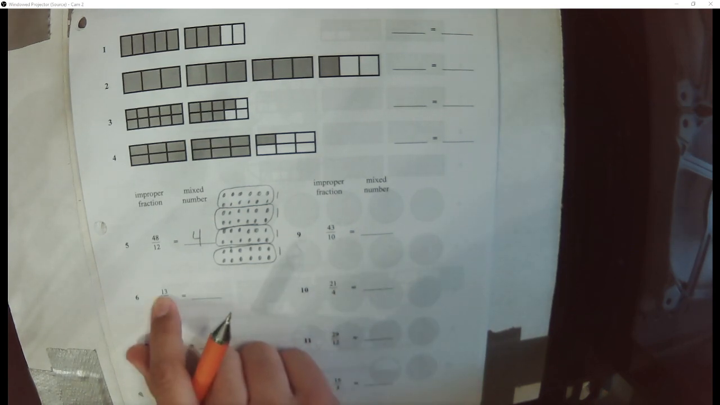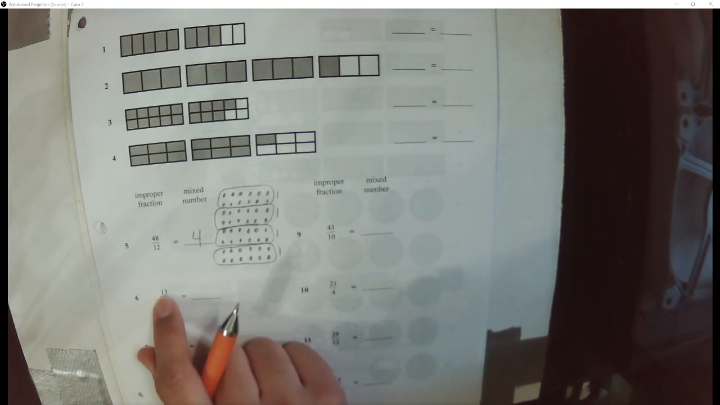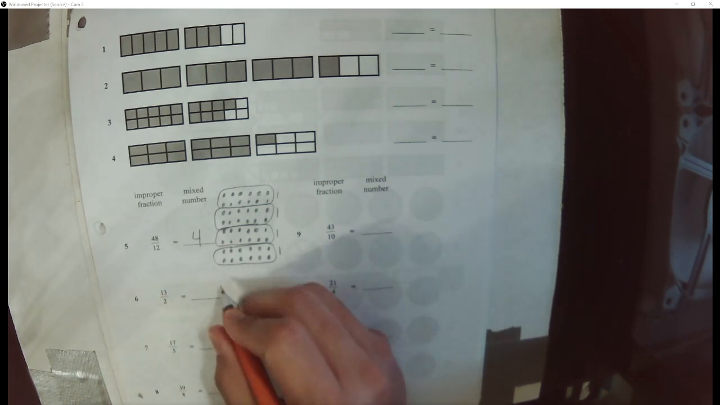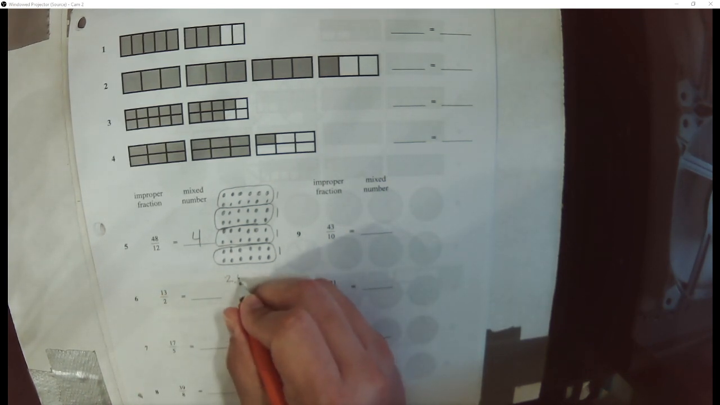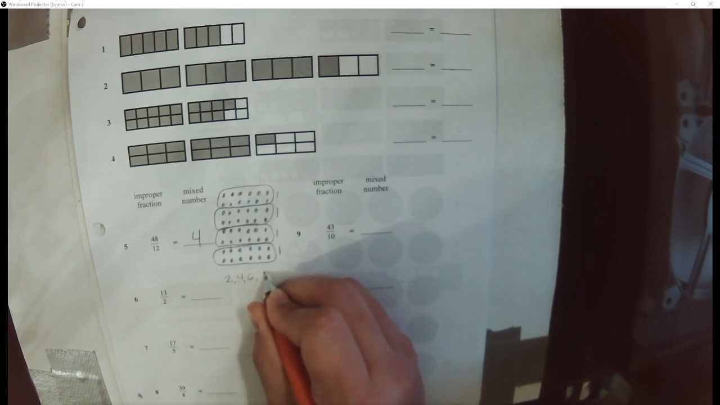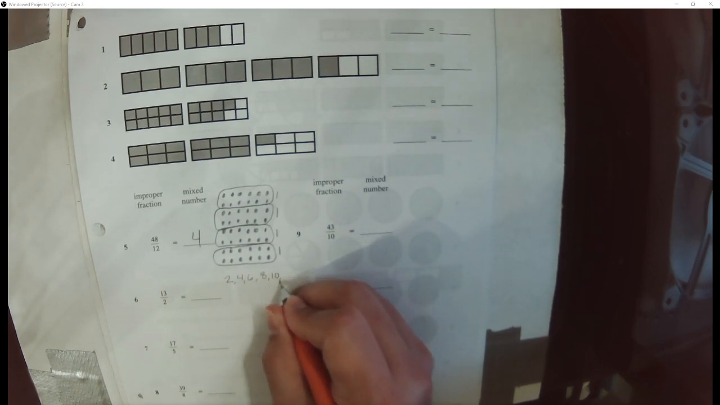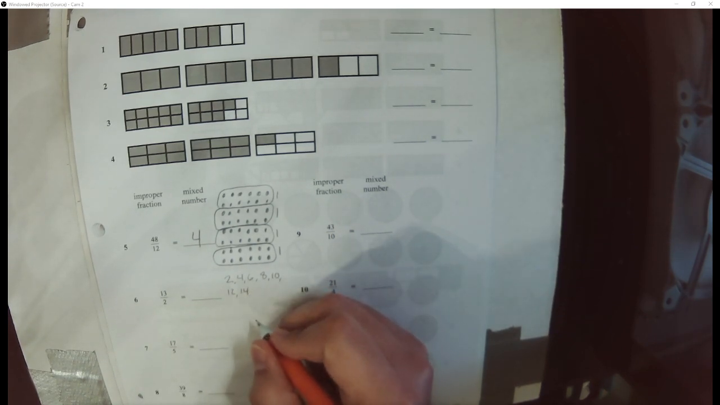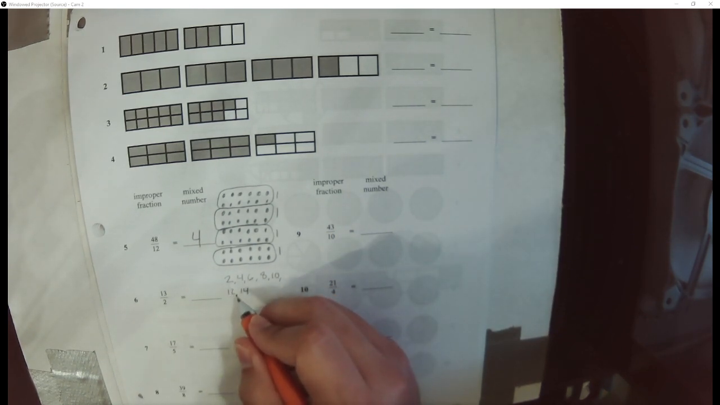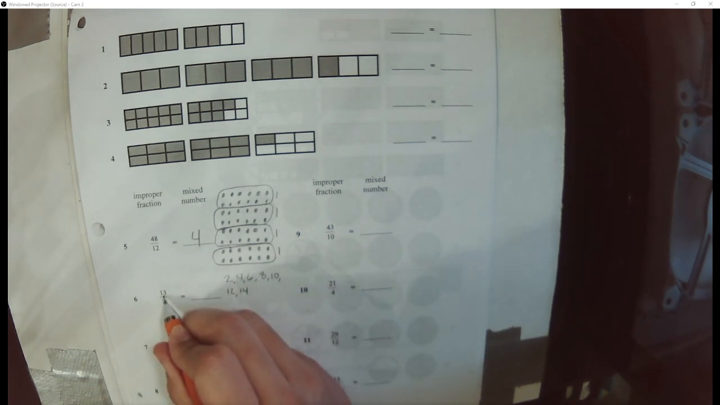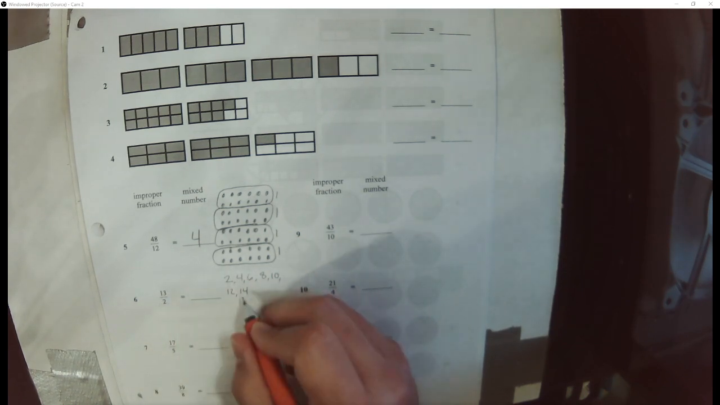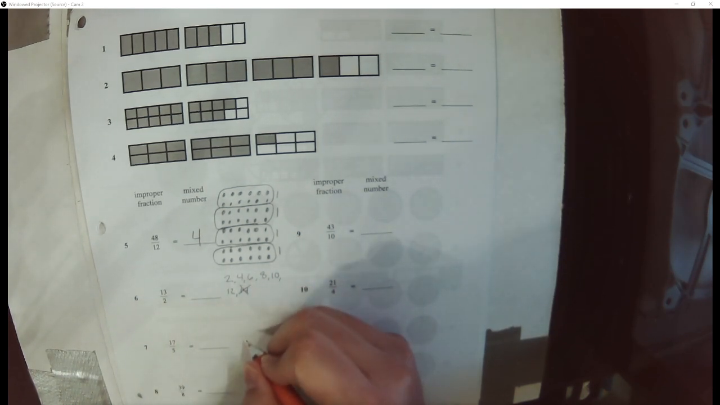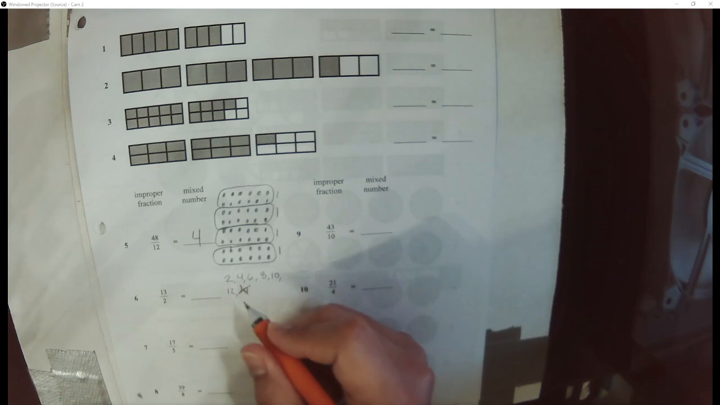If I get 13 or if I get past 13, I'm going to stop. 2, 4, 6, 8, 10, 12, 14. And I'm going to stop there. I didn't get 13, but I did go past it. I'm going to cross out that 14 because that's too much.